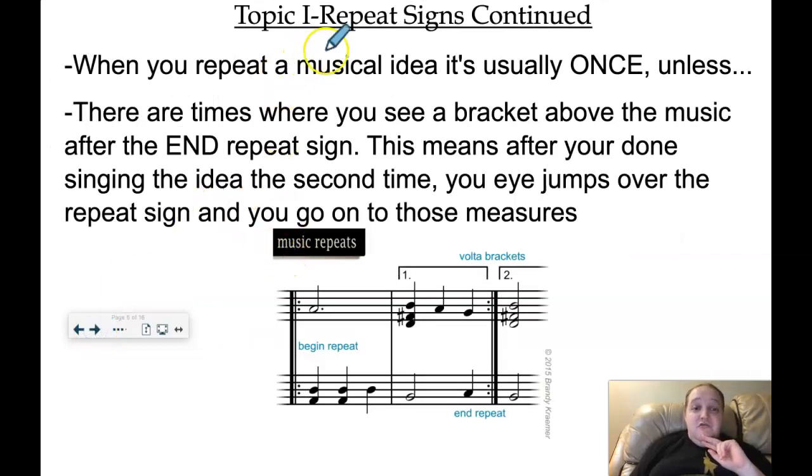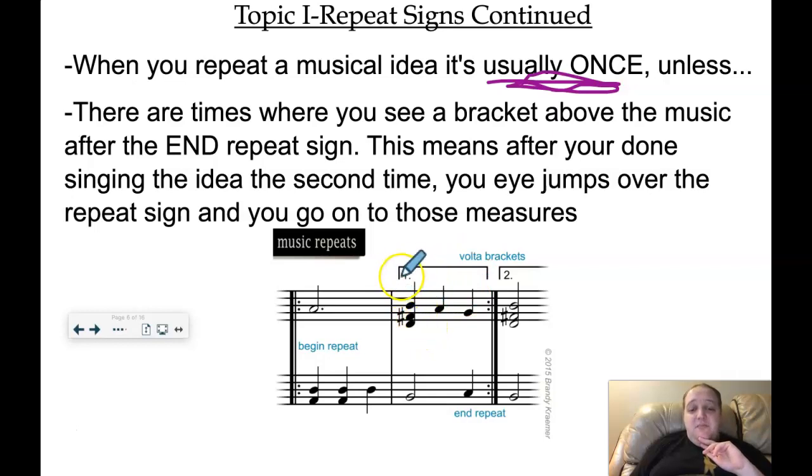Okay? When you repeat a musical idea, it's usually one time. Okay? Unless you see a bracket above the music after the end of the repeat sign. Okay? They call them volta brackets, but I just call them brackets.